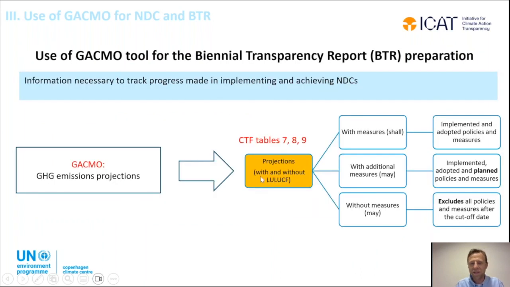Finally, and this is the last slide, countries in their BTR, in the CTF tables 7, 8, 9, are also to provide information and data related to the GHG emission projections in 3 different scenarios. So the with measures scenario, which is a requirement, and the with additional measures and without measures scenarios, which are scenarios encouraged by the UNFCCC decisions. So as you have seen, as the GACMO tool is a GHG emissions projection tool, it can, of course, be used to build one of those 3 types of scenarios.